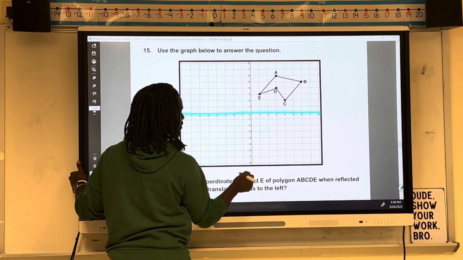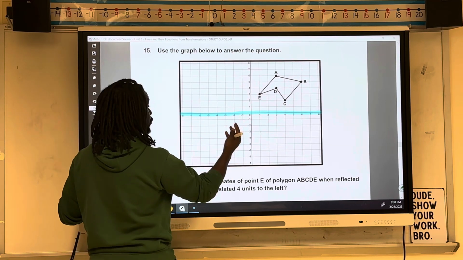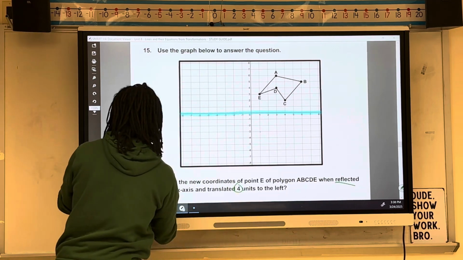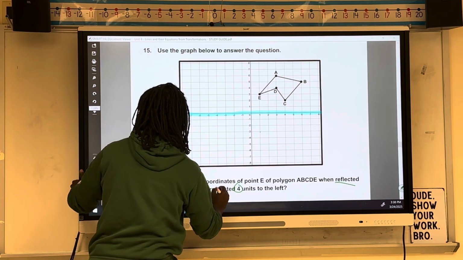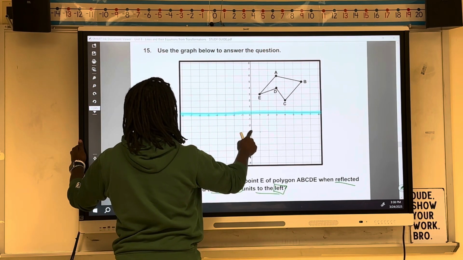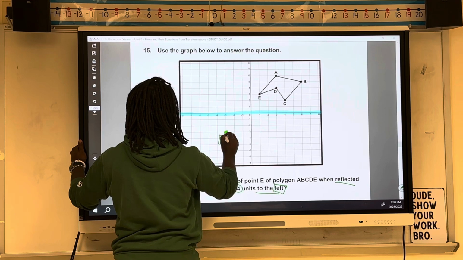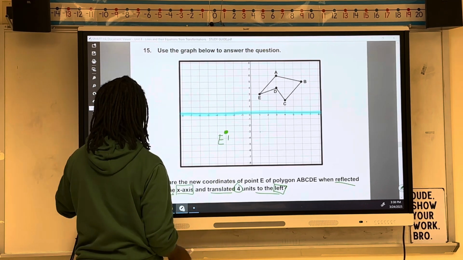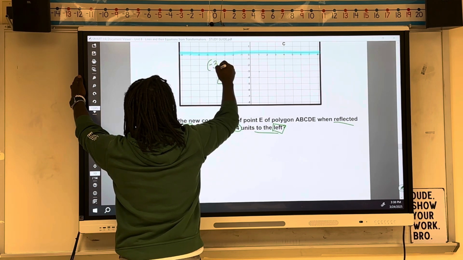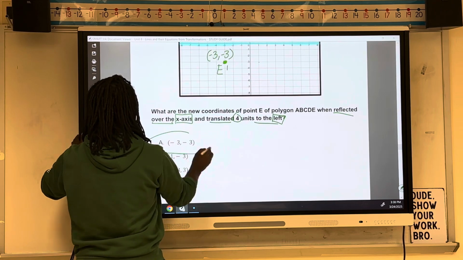My point is gonna be there once it's reflected, but then I also gotta move it 4 units to the left. I'm sorry, reflecting it over the x-axis, and then translating 4 units to the left. So now I'll go 1, 2, 3, 4. This is gonna be my new E. What are the coordinates for that point? It is -3, -3. So my answer is A.